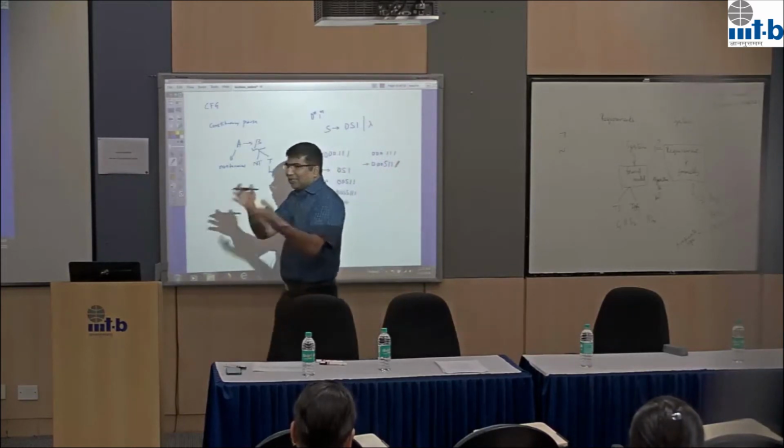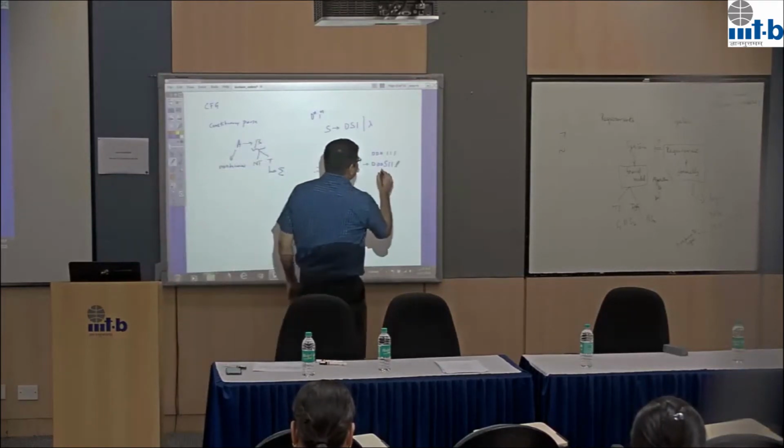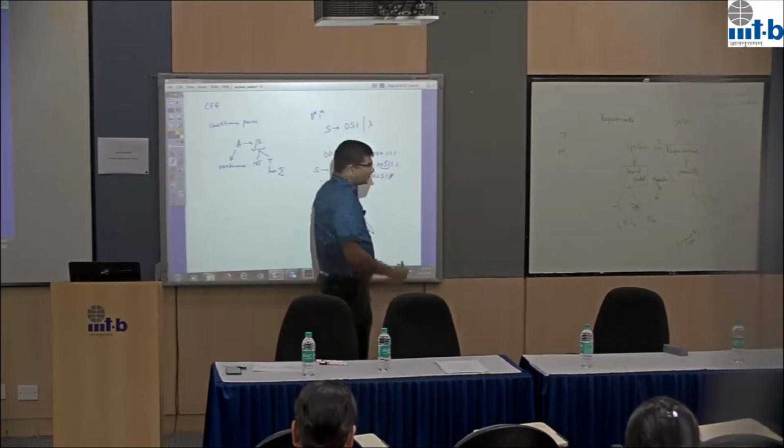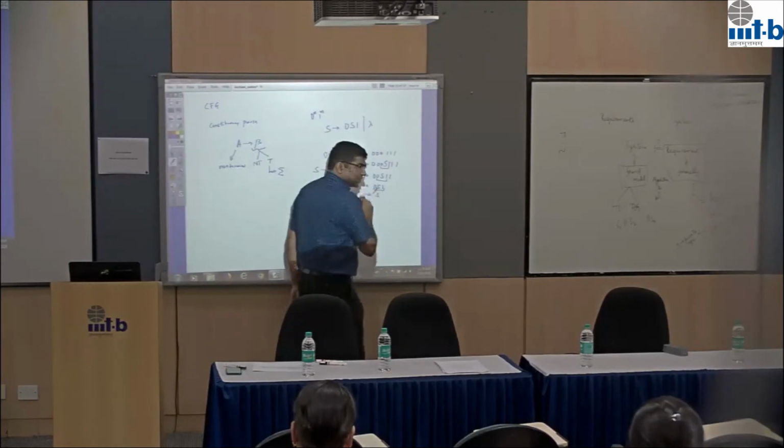Okay, so you have reduced the null to S. Then what do you do? You take this part here and reduce that to S, and similarly take this part here and reduce that to S, and this entire thing reduces to S.